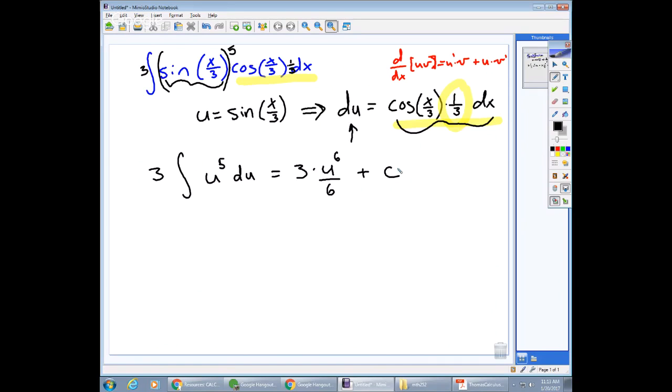And then we reverse substitute back. So we say, all right, u is really equal to the sine of x over 3. So I got to throw that in place of u. So rewriting it, we get, and let's see, 3 over 6, I can clean up that too. That's going to be a 1/2. So I'm going to say this is 1/2 times the sine to the 6th power of x over 3, and then plus c.